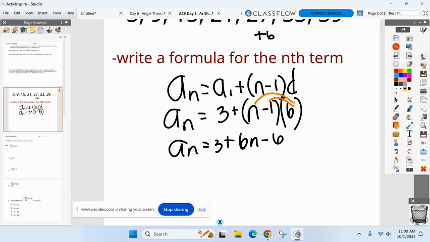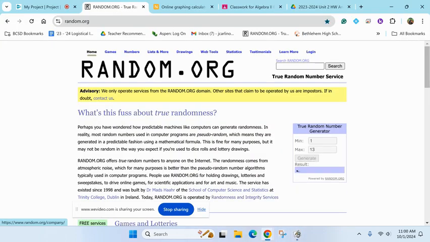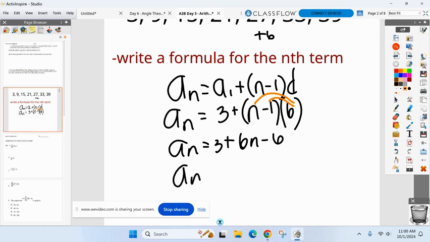One more step to clean up. Back to Joe. Here you go. Clean that up. a sub n equals, what's it going to be when you clean it up? 6n minus 3. Yep. Plus 6. There you go. There's my equation for the nth term of this sequence.